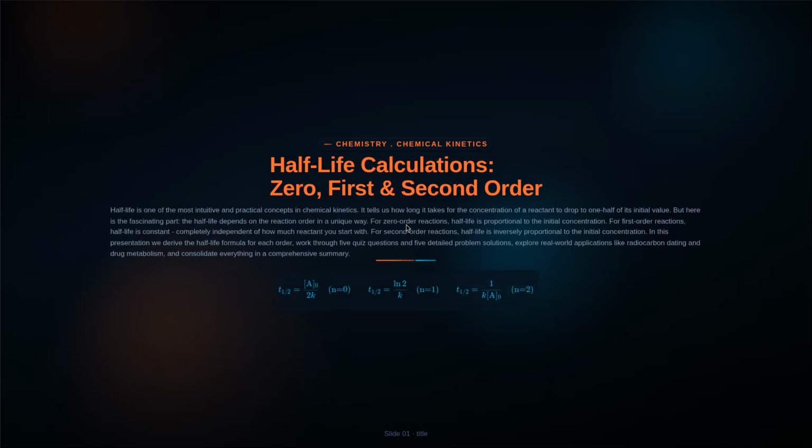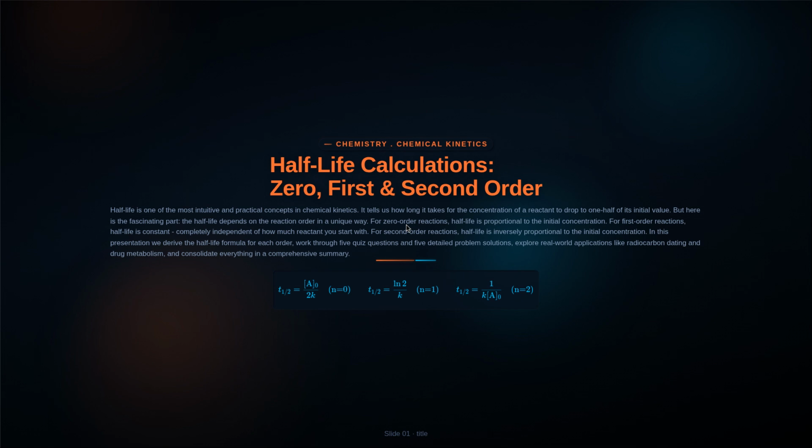Welcome to Chemistry Half-Life Calculations. Half-life is one of the most intuitive and practical concepts in chemical kinetics. It tells us how long it takes for the concentration of a reactant to drop to 1/2 of its initial value. But here is the fascinating part.